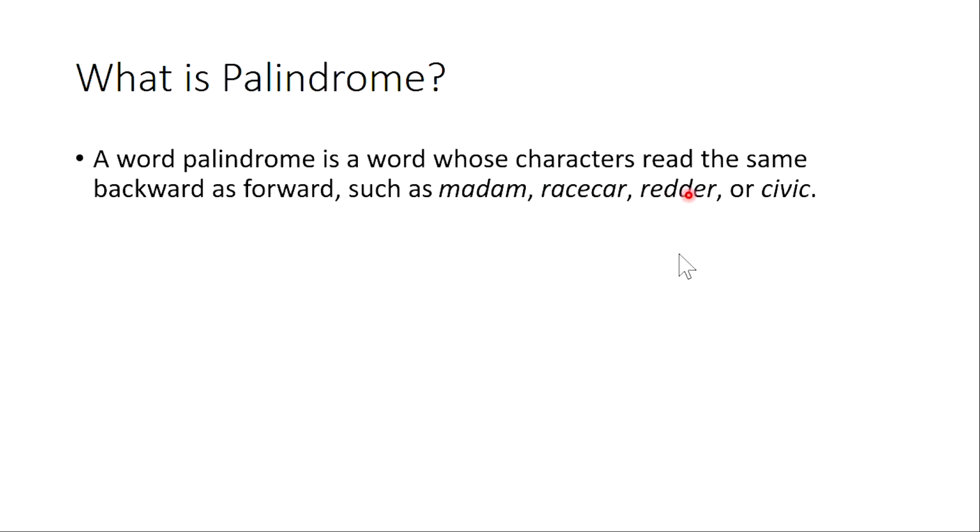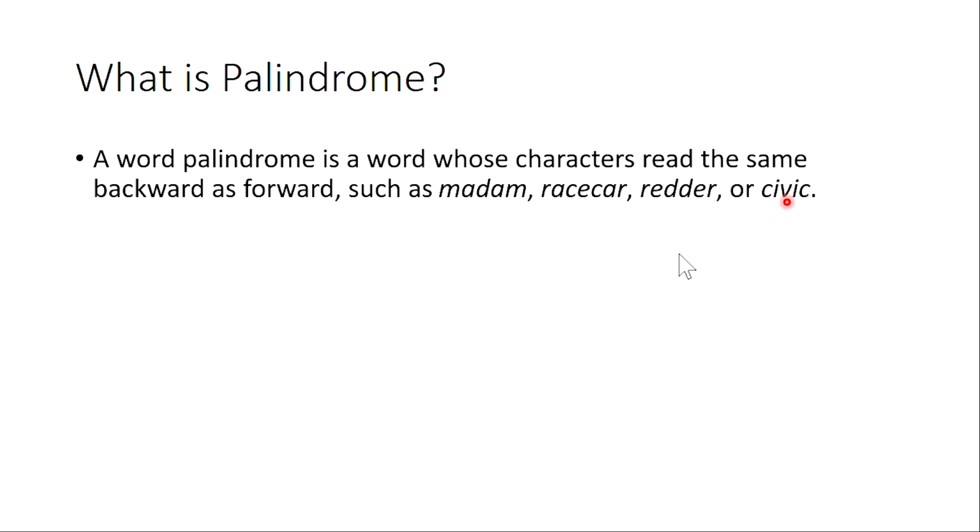Radar, redder, or civic, civic. Okay, so notice that for a palindrome, the number of characters could be an even number or an odd number. If it's an even number, then you basically divide the characters into two, the left and right. The left and right read the same. But if it's an odd number, like civic, there are five characters in it, and then the center one, the V, could be anything.